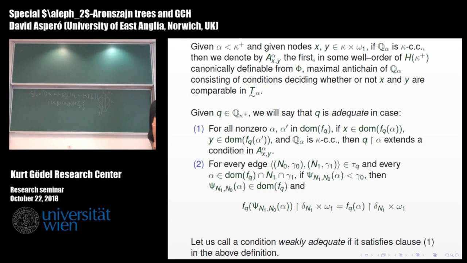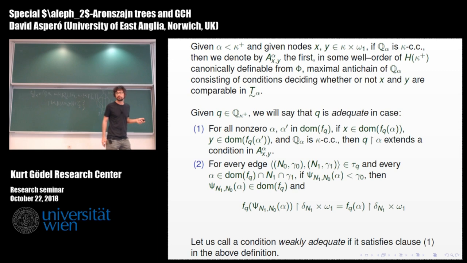given some stage alpha and given nodes x and y in kappa cross omega one, if Q alpha is kappa cc, I will fix some maximal antichain. A alpha xy is the first in some well order definable from phi of Q alpha that consists of conditions that decide whether or not x and y are comparable in T alpha.